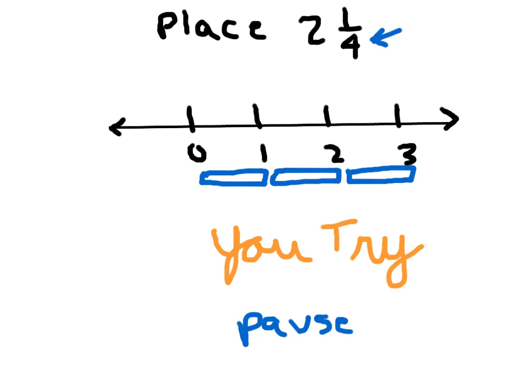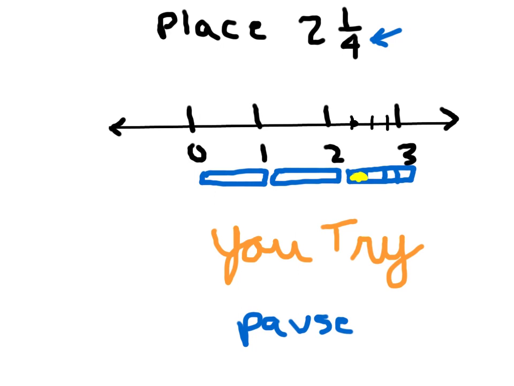The 4 tells us to divide that into 4 parts by drawing 3 lines. And then just shading in one of those parts, so that there is 1/4. Now bringing that back to our number line, 2 1/4 would be right there.